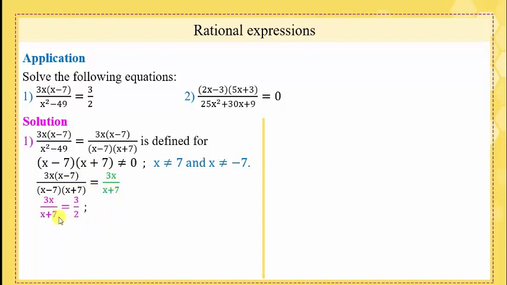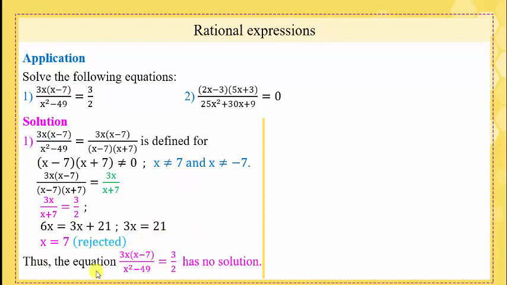Step 3, solve 3x over (x plus 7) equal 3 over 2. We have equal between the two fractions, so we make a cross multiplication. Then we get 6x equal 3x plus 21. We isolate x to get 3x equal 21. So x equal 21 over 3, x equals 7. It is rejected since x different from 7 in the domain. Thus, the equation 3x into (x minus 7) over (x squared minus 49) equals 3 over 2 has no solution.